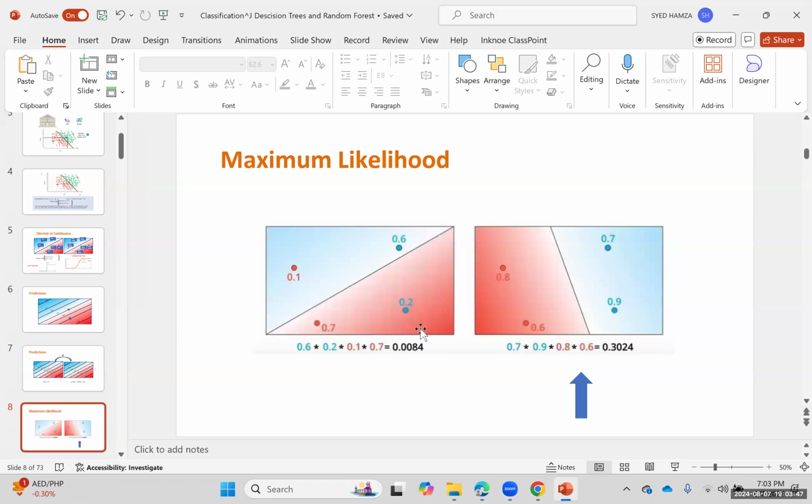The problem with it is that sigmoid values are between 0 and 1. If the values are less than 1, in decimals, and you multiply them, the values go smaller and smaller. Like 0.6 times 0.2 times 0.1 times 0.7. Even though all the values are much higher than 0.1, the end result becomes smaller and smaller. So that's a mathematical problem with multiplication: if you keep on multiplying the sigmoid values here, the end result of the likelihood becomes smaller and smaller.